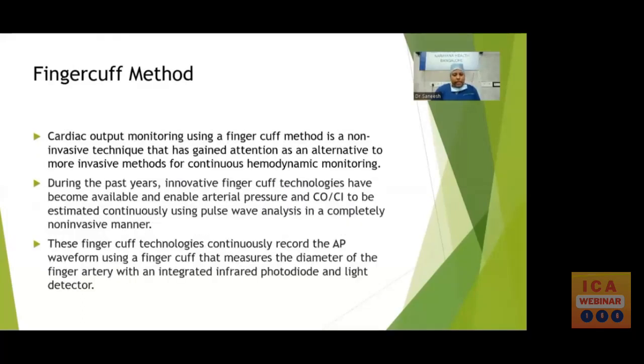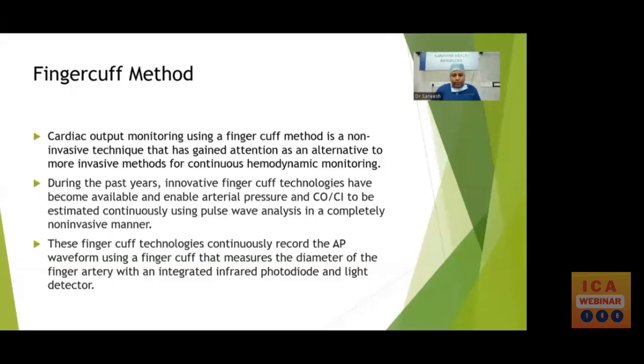The next method of cardiac output monitoring is the finger cuff method. Cardiac output monitoring using the finger cuff method is a non-invasive technique that has gained attention as an alternative to more invasive methods of cardiac output monitoring. During the past years, innovative finger cuff technologies have become available and enable arterial pressure and cardiac output, cardiac index to be estimated continuously using pulse wave analysis in a completely non-invasive manner.